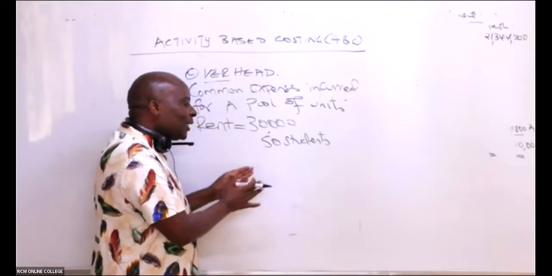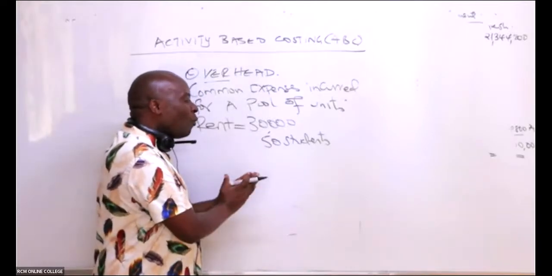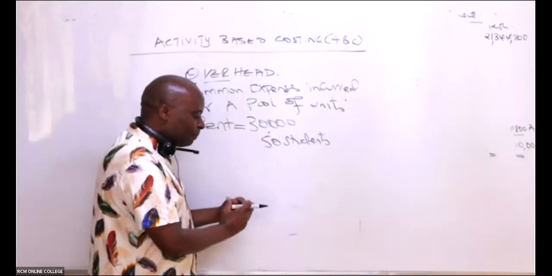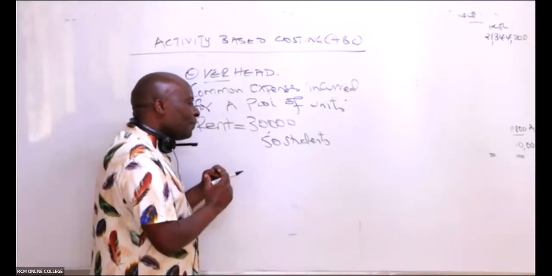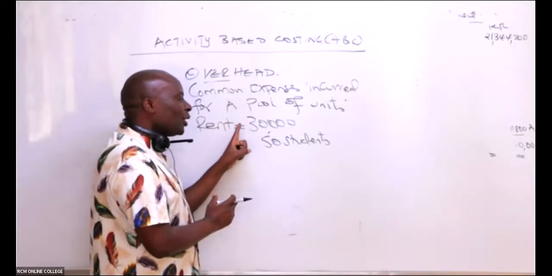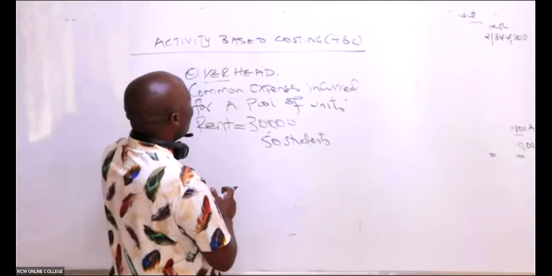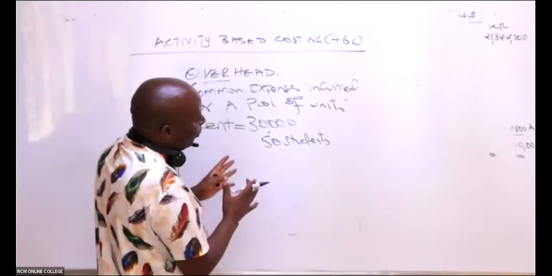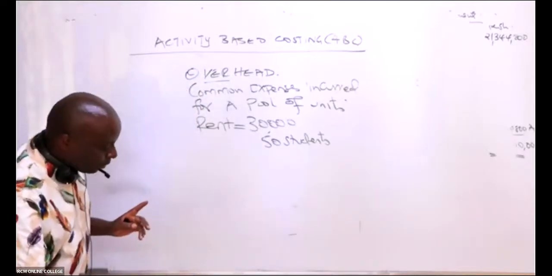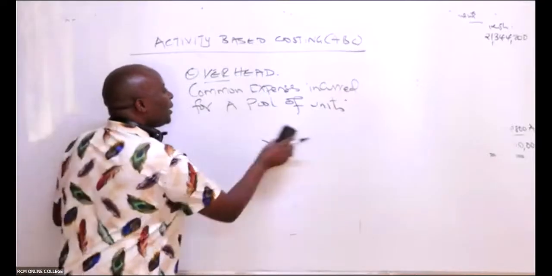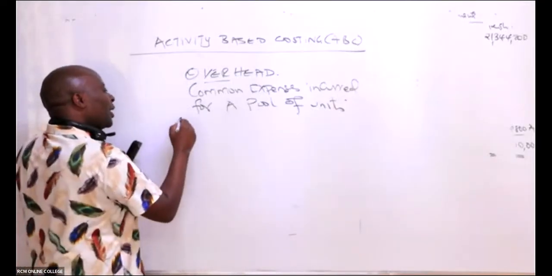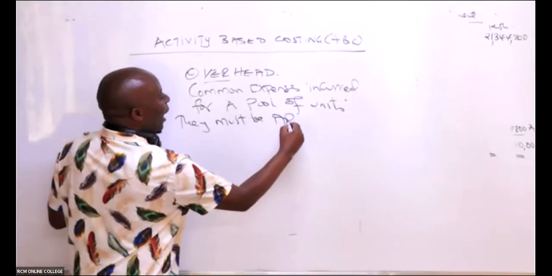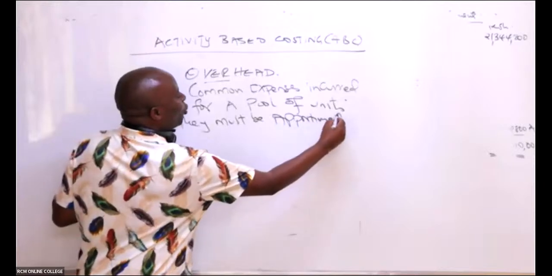At the end of the day, for pricing purposes, to know how much fees each student will pay for us to take care of our costs and make a profit, we need to apportion this rent. So overhead is a common expenditure incurred for a pool of many number of what here? Many number of units. Very, very important. So at the end of the day, these overheads must be apportioned to individual units.